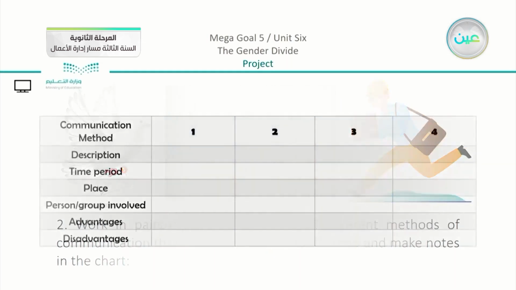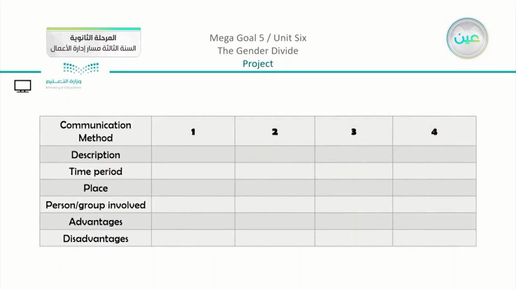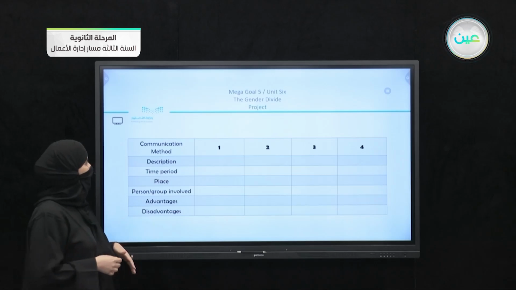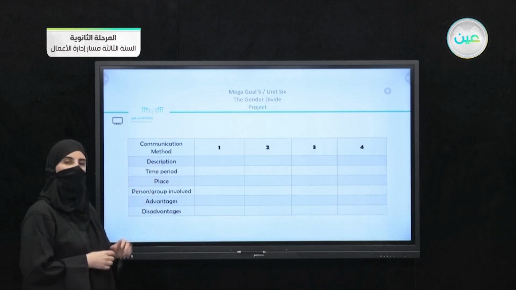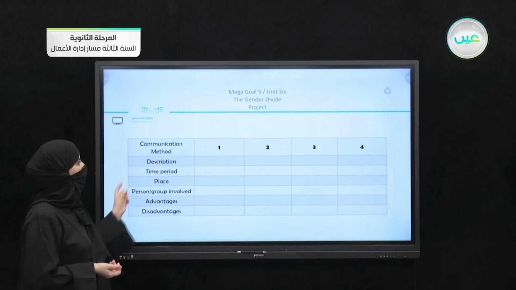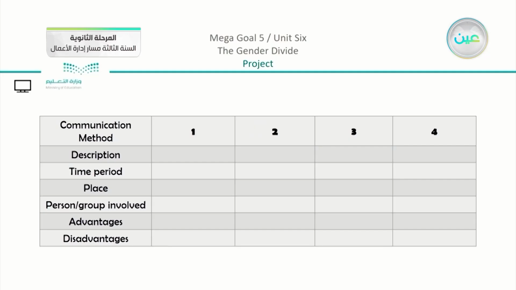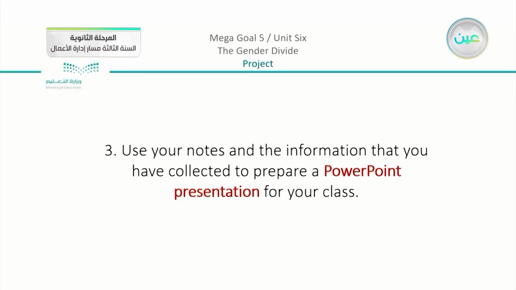Now, we do have our chart in the book. You can see that there are 4 columns here. You can write about 4 methods. Now, keep in mind that we have the first communication method. You're going to choose a description about each method. The time period, is it something new? Is it something old? How old was it? The place, the person or the group involved, the advantages and the disadvantages of this type of communication. So here you can think about different and interesting types of communication that people used to use.